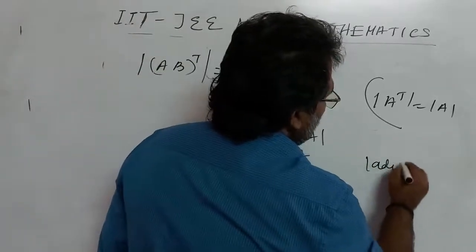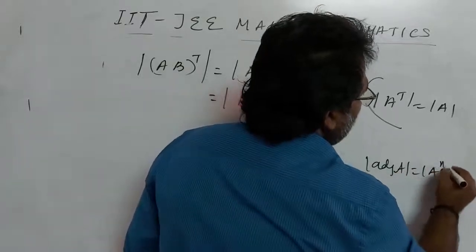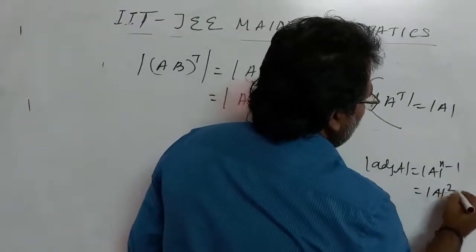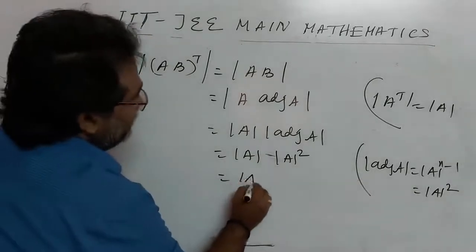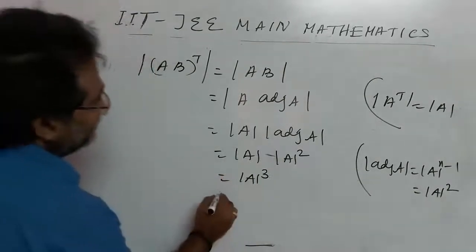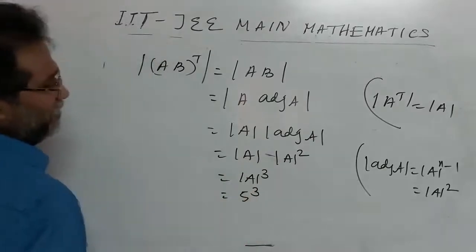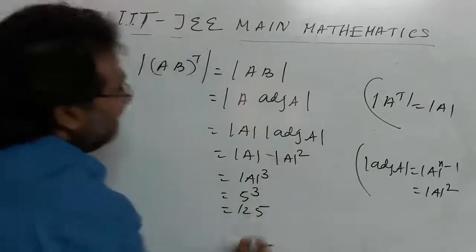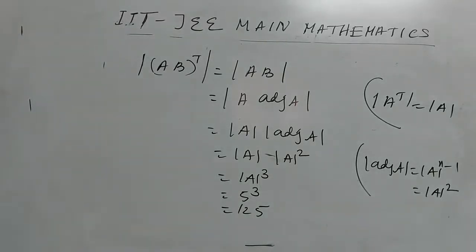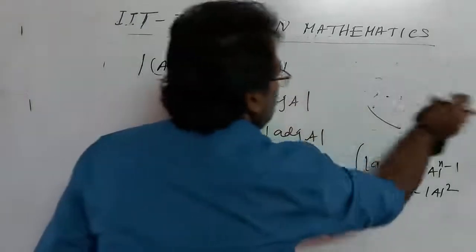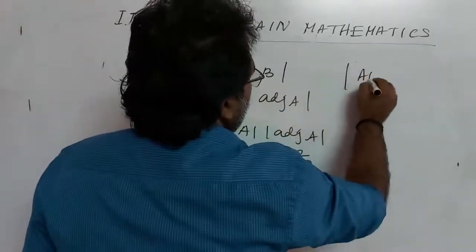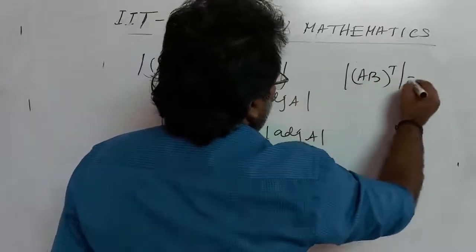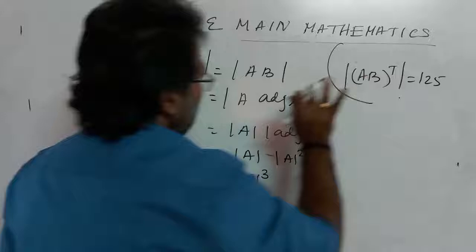Determinant of adjoint of A equals determinant A whole power n minus 1, that is determinant A the whole square. Here order is 3 by 3, so that is determinant A the whole cube. This is equal to 5 cube, that is 125. So we have found the result: determinant AB transpose equal to 125.